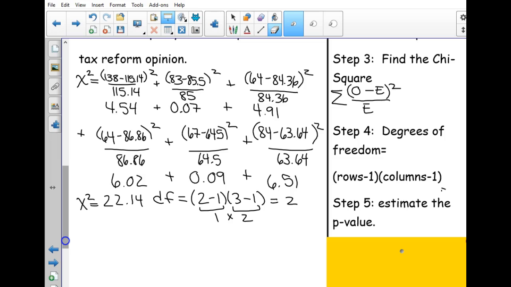So I'm going to go to my 2 degrees of freedom. I'm going to go across the row, and I'm going to see where does 22.14 fall. So practice using the table now if you've forgotten. Get your table out. Some of you guys don't have your tables out. Practice it. Is it greater than 15.2?